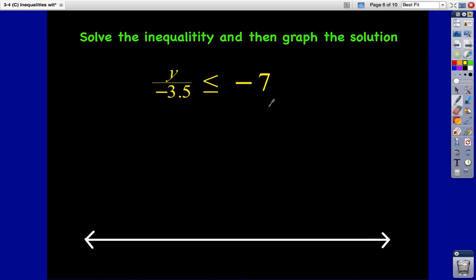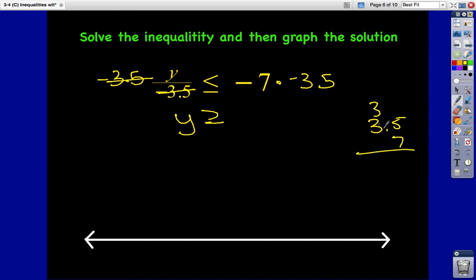And let's talk really quick about this. I think this is the last example. Again, we would multiply, just with decimals, we would multiply both sides by negative 3.5 because we want these 3.5s to cancel. So we're left with y is greater than or equal to, what would that be? 3.5 times 7, 35, 21 plus 3, 24.5. 24.5. It's positive because we had 2 negatives.